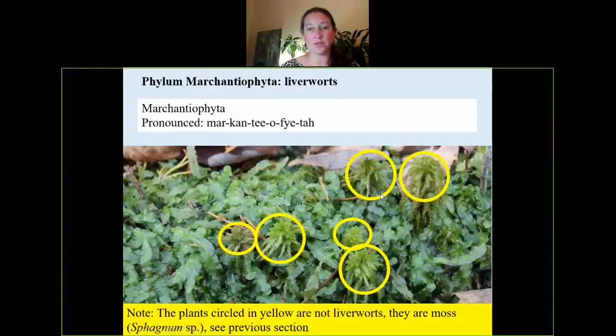But on this slide, we also see some moss, which is the Sphagnum moss we just talked about, which I've circled here so you don't get confused. But all of the other flat green things are the liverworts.